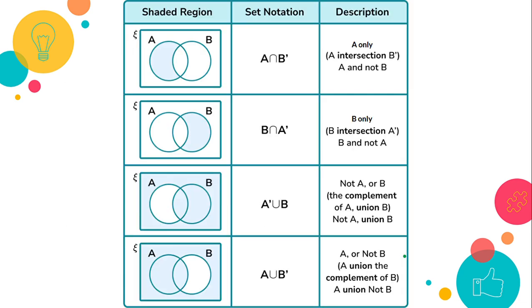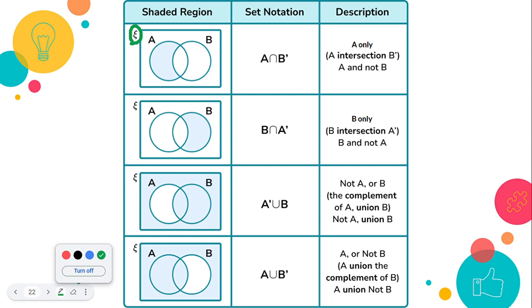Alright, so for the next one, this is just another summary. So we can see this small region shaded right here. But before we go any further, this is the symbol that I was telling you about earlier. This is the next symbol that we use to denote the universal set.